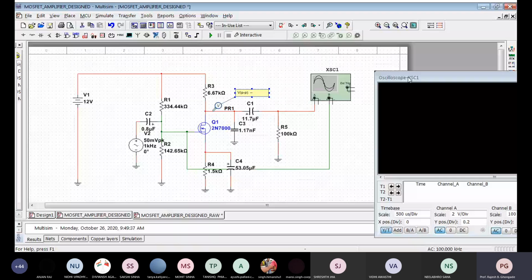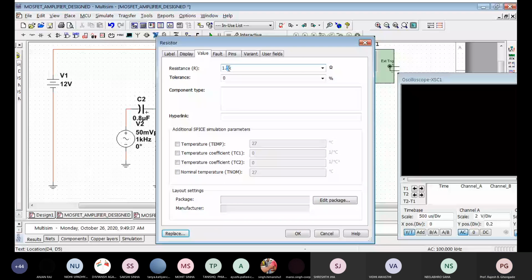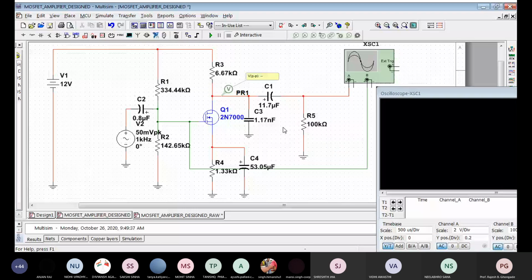And what was the value for RS that we have calculated? 1.33 something. I'll change this to 1. So we'll see the raw design. What happens with the raw design? All the other values are correct, right? Just verify that. All the other values are correct, no? Yes.